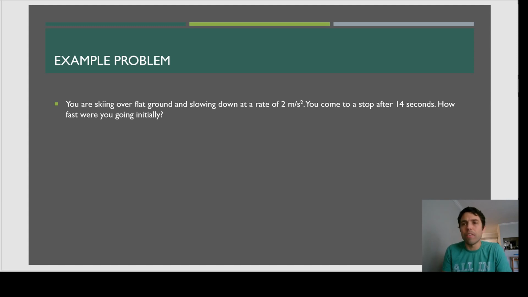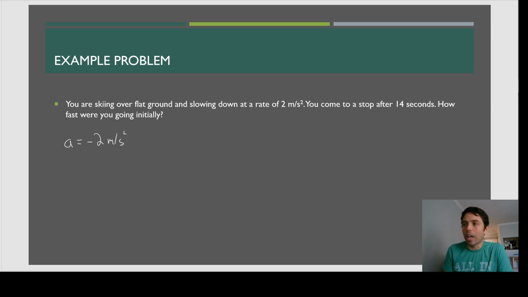All right, so what are we given? What do we know right off the bat? We're slowing down at a rate of 2. A is 2. Now, I'm going to put a negative sign here because we're slowing down. But I want to be clear: if you are slowing down, it doesn't necessarily mean your acceleration is negative. I'm going to talk about that in a minute. But for now, I'm going to put a negative 2 in front of that.